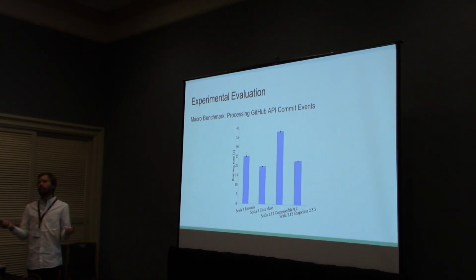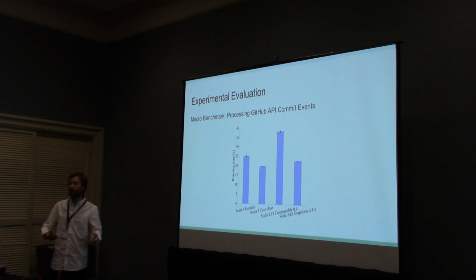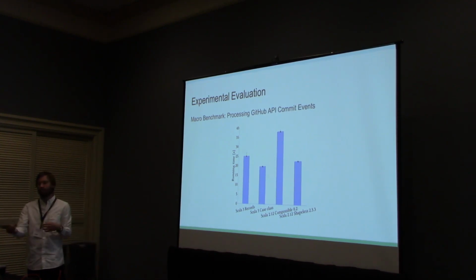Finally, to give some perspective on the micro benchmarks, we made a macro benchmark, downloading 300,000 commit events from the GitHub API in JSON format, turning them into records, doing some data mangling on them, reading fields, updating, etc. And so in this practical scenario, this is the time it basically takes to do this computation.